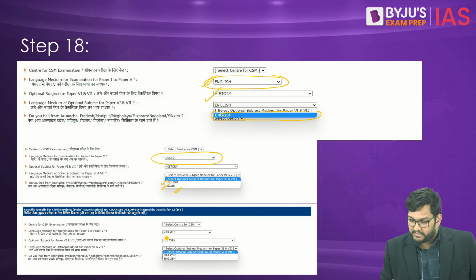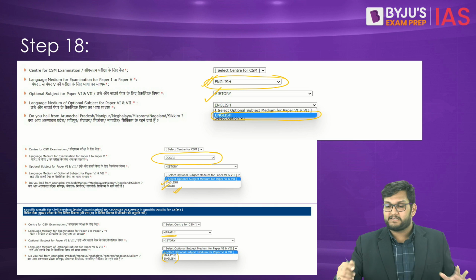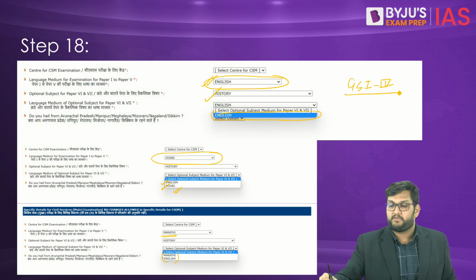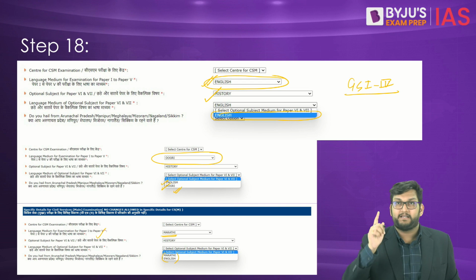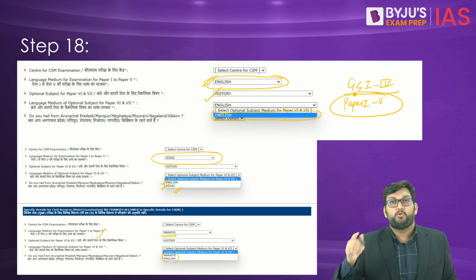For example, again, I chose Marathi as the language to write from 1 to 5. Then it will show me English and Marathi. So what this means is that between GS paper 1 to 4 plus essay, which is the first 5 papers, as it says, 1 to 5, paper 1 to 5, you can choose any language.